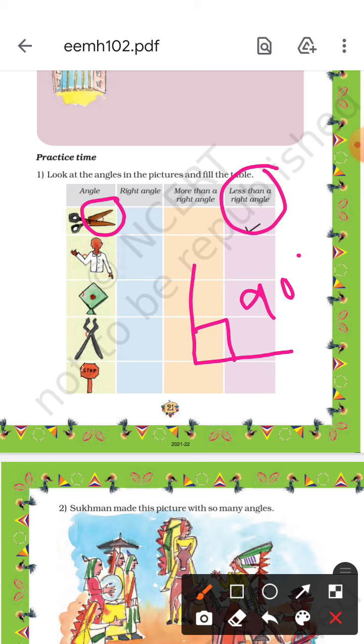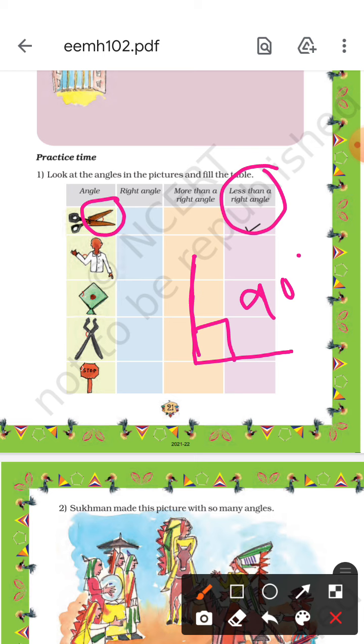So if the angle is equal to 90, it is known as the right angle. If it is less than 90, it is acute, and if it is larger than 90 degrees, it is known as the obtuse angle. Any angle greater than 90 degrees is known as the obtuse angle. If it is less than 90, it is known as the acute angle. For example, 35 degrees is an acute angle, and 105 degrees is an obtuse angle.